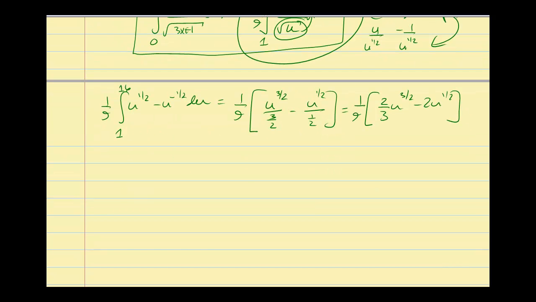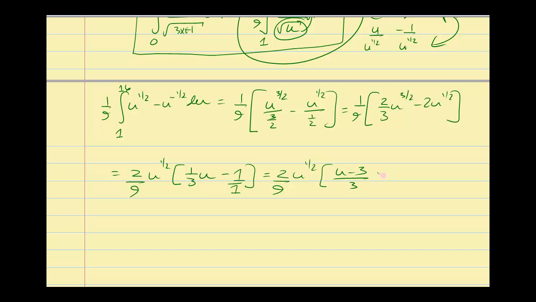And again, I'm going to simplify the heck out of this. I can definitely pull out a 2. I already have the 9 out front, and I can pull out a u to the 1/2. So if we pull out a 2u to the 1/2, I'm left with 1/3 u for my first term, and again minus 1, minus 1 because I pulled out a 2u to the 1/2. Finding a common denominator, I have 2/9 u to the 1/2. Common denominator here would be 3, so I'm going to have u minus 3 all over 3. And I have a 2/27 square root of u times u minus 3, evaluated.